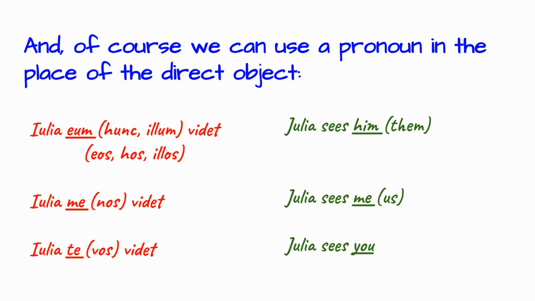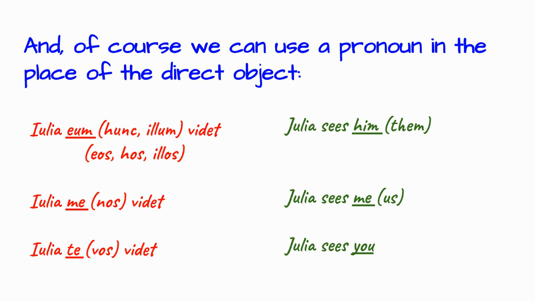And of course, we can use a pronoun in the place of the direct object. Instead of saying Julia sees the poet, if we already know who he is, that he's the poet Ovid, Julia eam videt. Julia sees him. Eam is the usual third person singular pronoun. Depending on context, if we want to say this poet, we can say hunc, or illum. Those can also take the place of him, although eum is kind of our default.